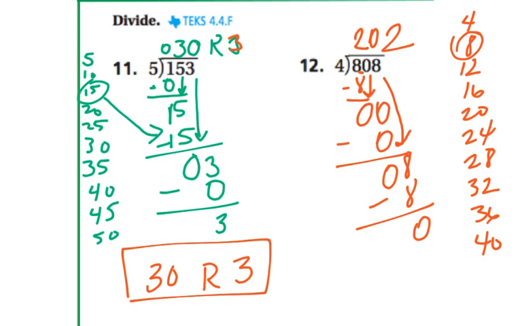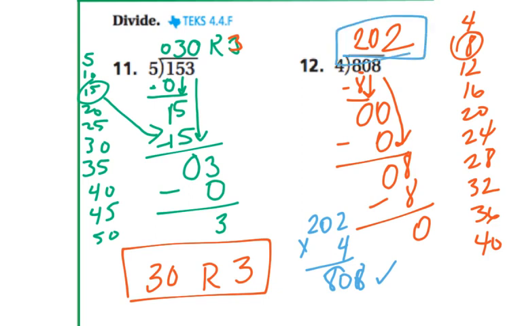And I can check my answer by multiplying 202, which is my quotient, times 4, and I expect to get the dividend. 2 times 4 equals 8. 0 times 4 equals 0. 2 times 4 equals 8. So 808, it's the same answer each time. Therefore, I see that 202 is the answer to number 12. You can press pause on this video if you need some more time.